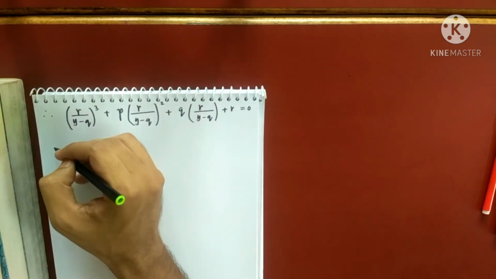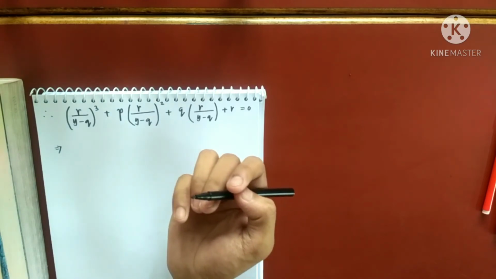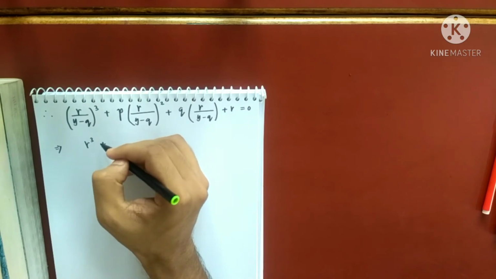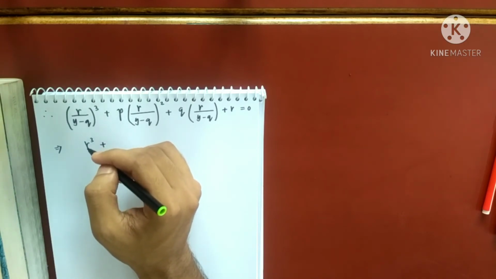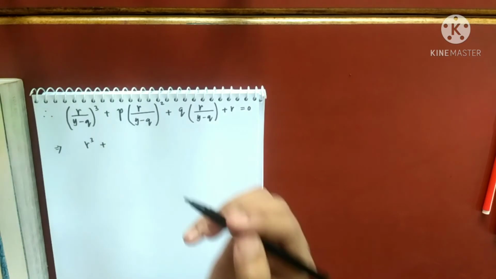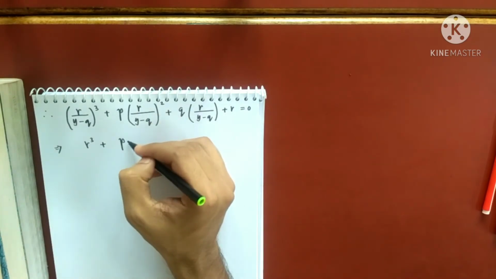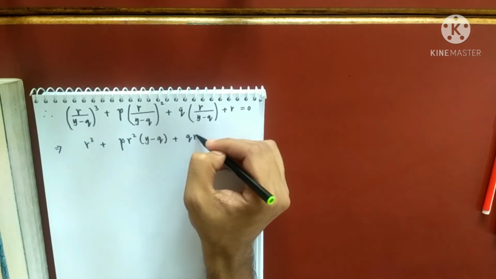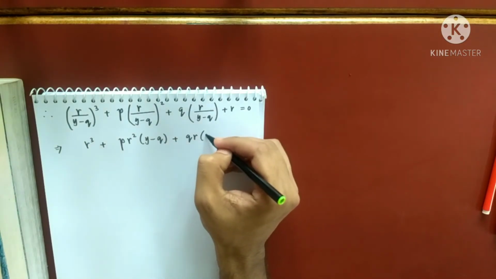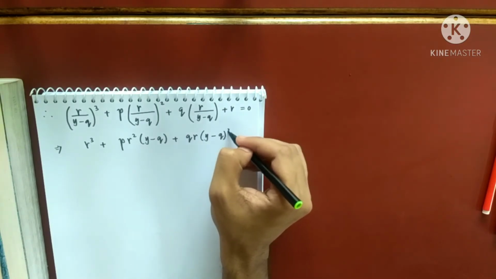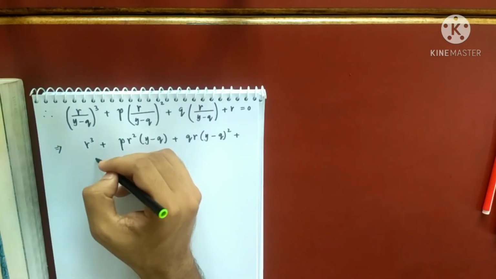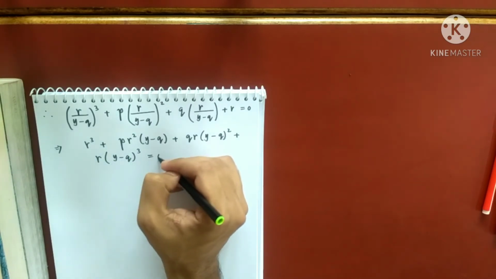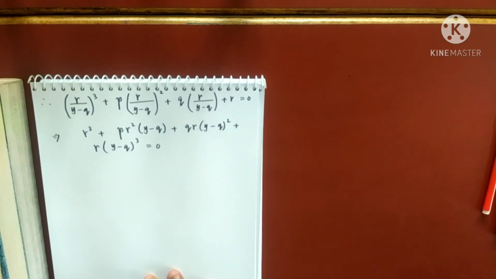Now take LCM and simplify. So this will become, if I take the LCM, r cube plus p r square (y minus q) plus q r into (y minus q) whole square plus r (y minus q) whole to the power 3 equals to 0. That you can do. How I have written this, you should know.